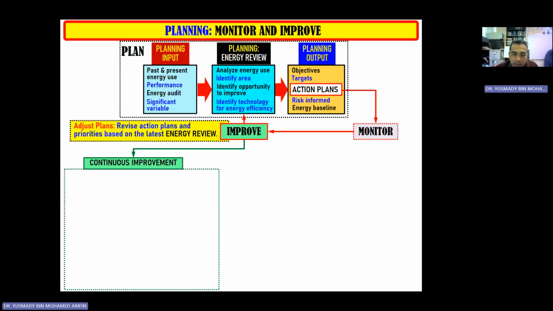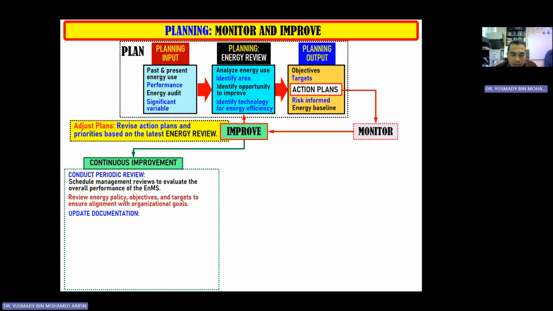So under the improvement process, we need to have continuous improvement. We need to conduct periodic review, schedule management review to evaluate the overall performance of the energy management system. We need to review energy policy, review the objective and also target to ensure alignment with the organizational goals. We need to update documentation, where we need to reflect any changes or updates in the energy review report, action plan, or other energy management system documentation.